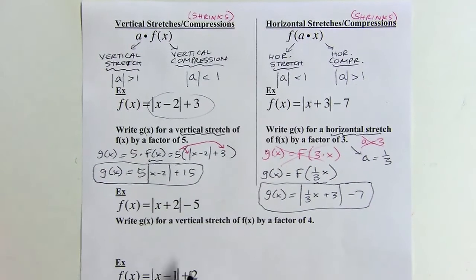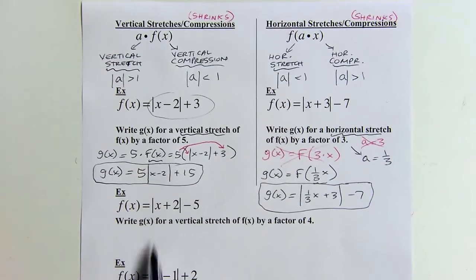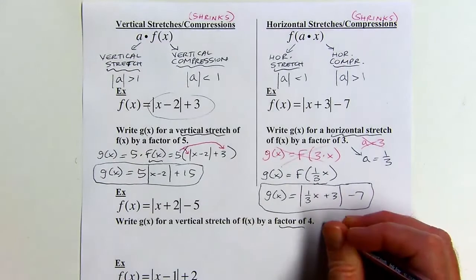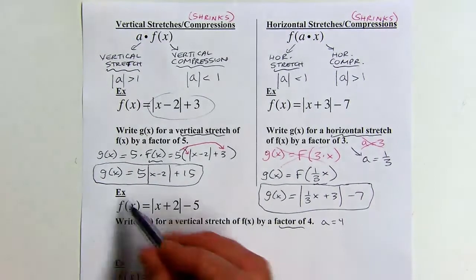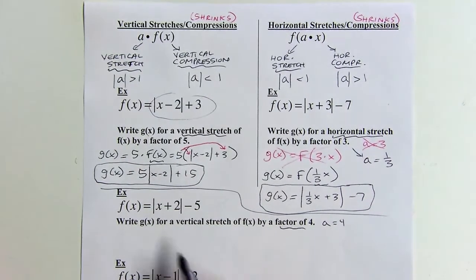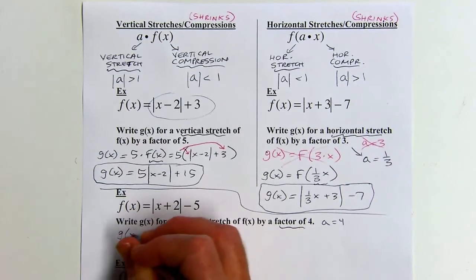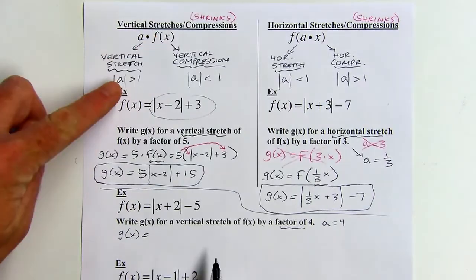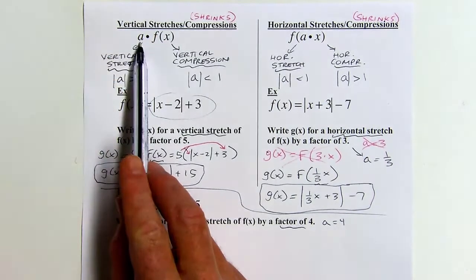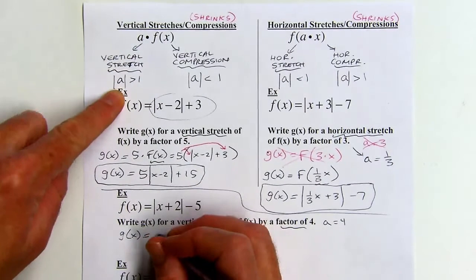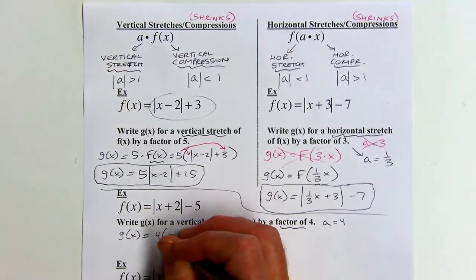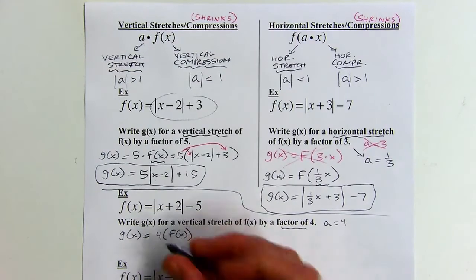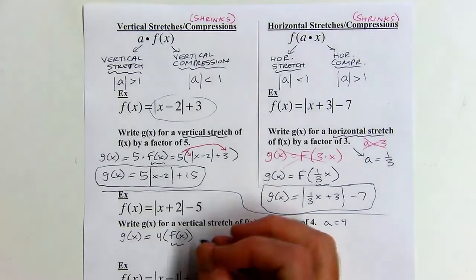So this next one, write g of x for a vertical stretch of f of x by a factor of 4. On the vertical side, the factor is the same as the a value. So g of x, and this is a vertical stretch, so I'm over here in this column with a vertical stretch, so we're going to be multiplying on the outside, and this is a number more than 1, so I'm going to do 4 times f of x, like that, right? I wrote it in parentheses, and then I'm going to substitute.